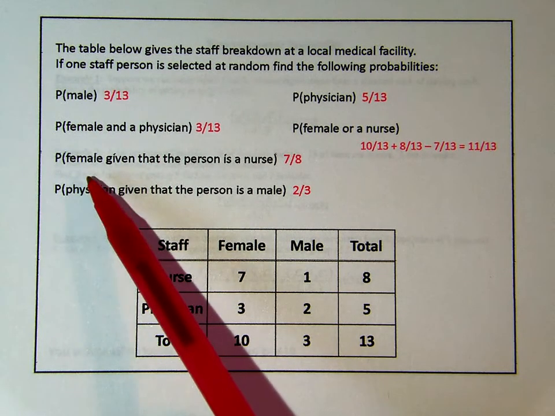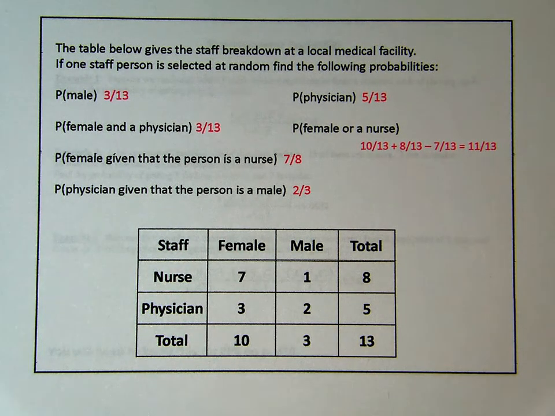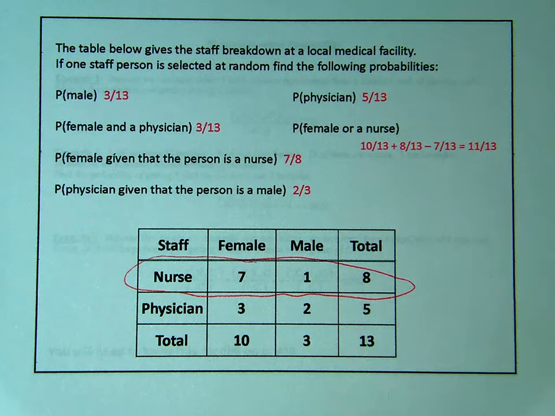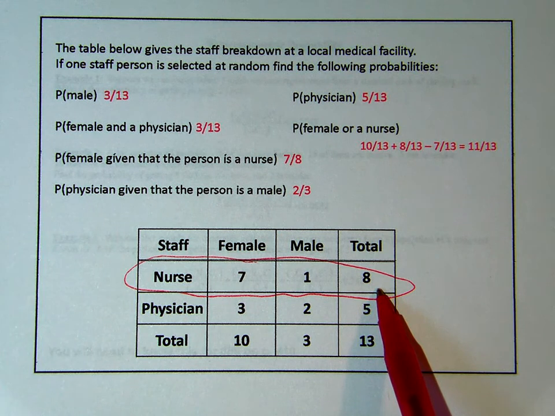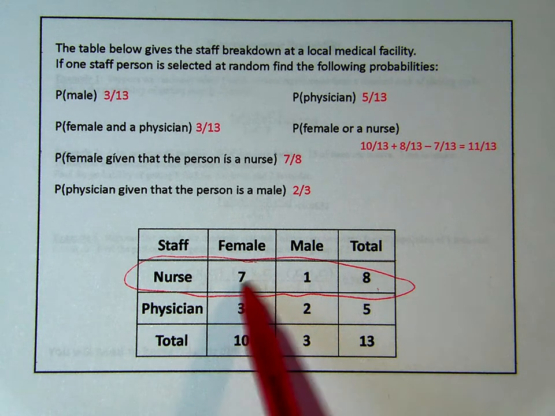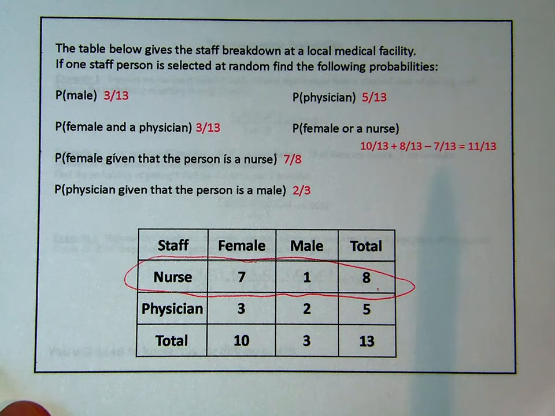What's the probability that the person is female given that the person is a nurse? So when you see that given that the person is a nurse, or sometimes they'll say it is known that the person is a nurse, is another common wording. What you do is you limit yourself to just that part of the table. So given that the person is a nurse means we only care about that row going across right there. So of those total 8 people, what's the probability that the person is female? Limiting yourself to just that row, 7 out of 8 chance that you're a female.